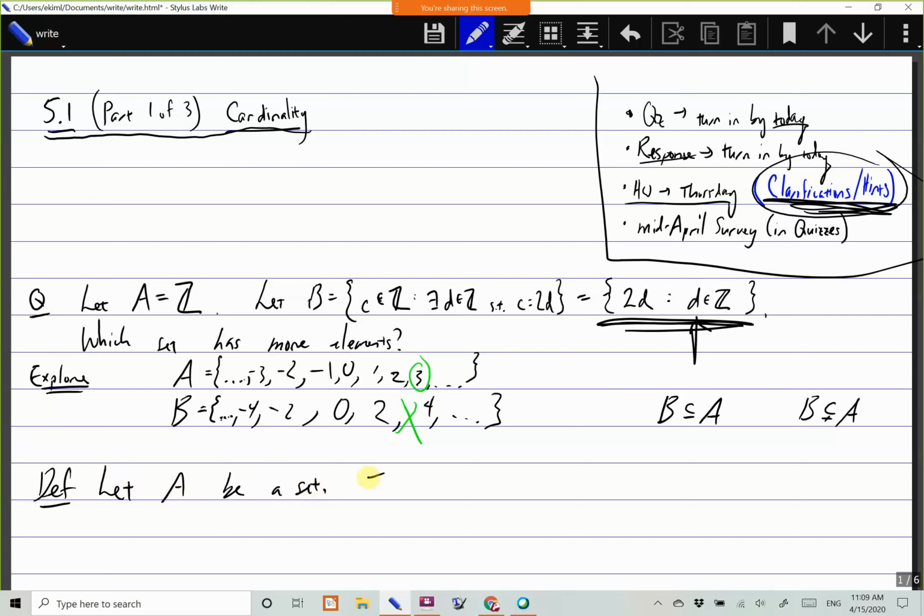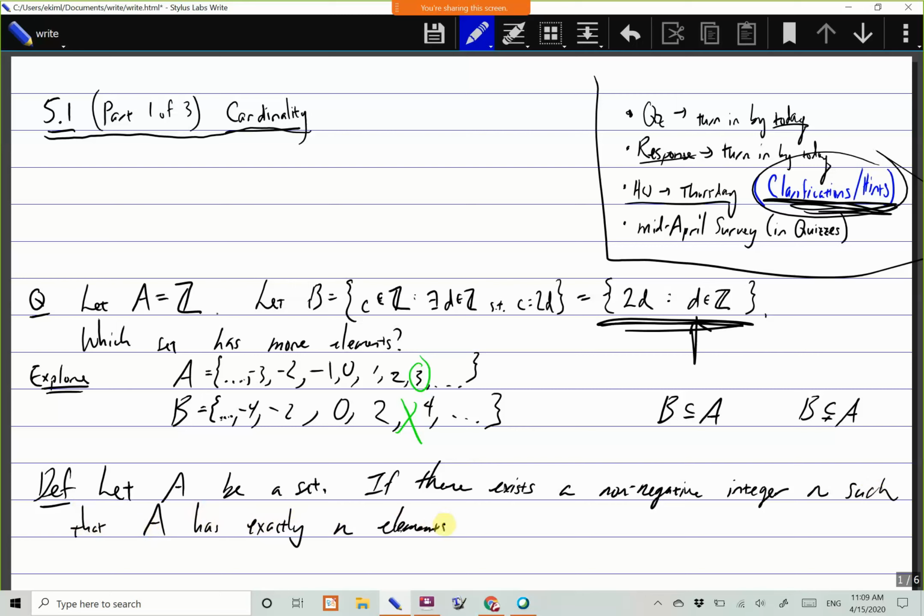So this was a while ago, but if there exists a non-negative integer, let's call it n, such that A has exactly n elements, then we say A is finite.